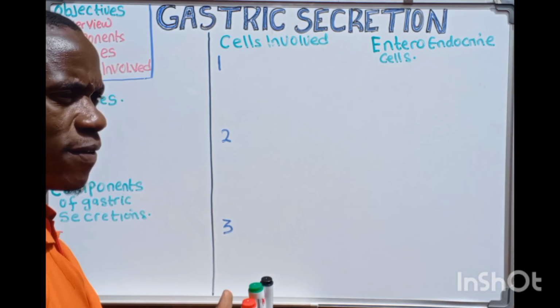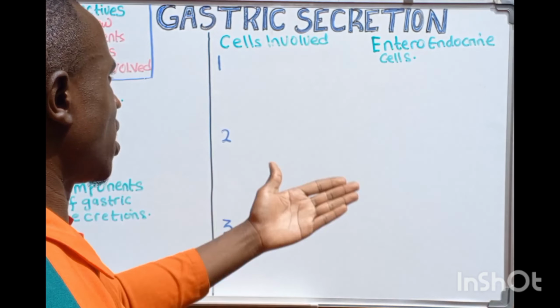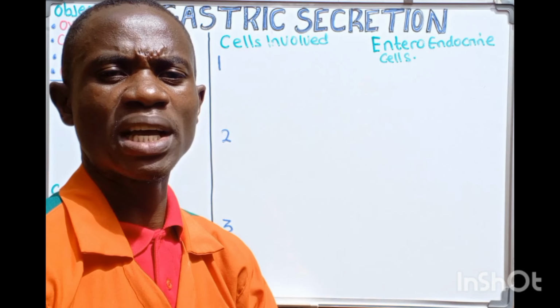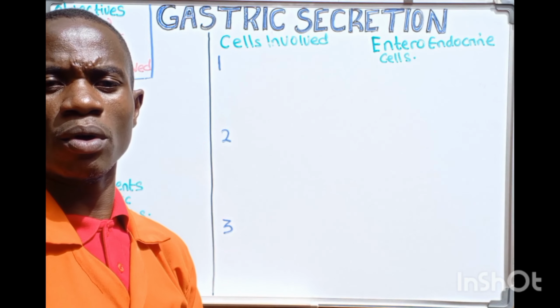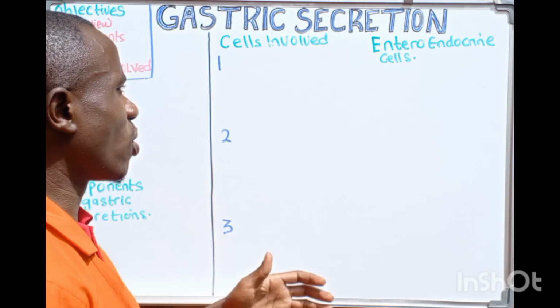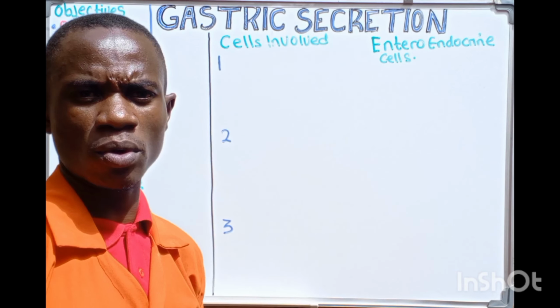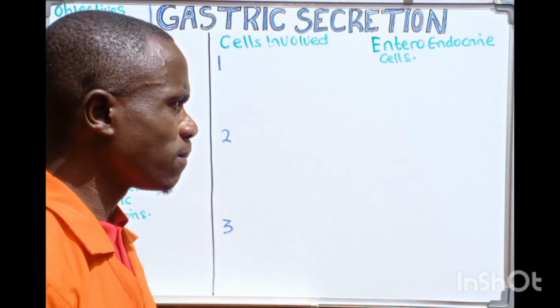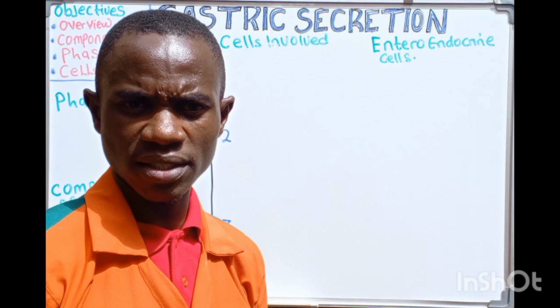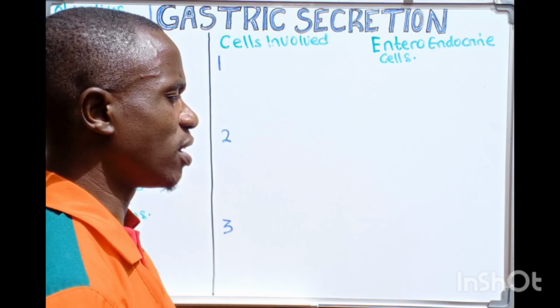Okay. Now, first things first, we need to understand what gastric secretion is. Gastric secretions are the secretions produced by the stomach walls, because we have the gastric glands that are responsible for the production of gastric secretions. Now, gastric secretion happens in three phases.